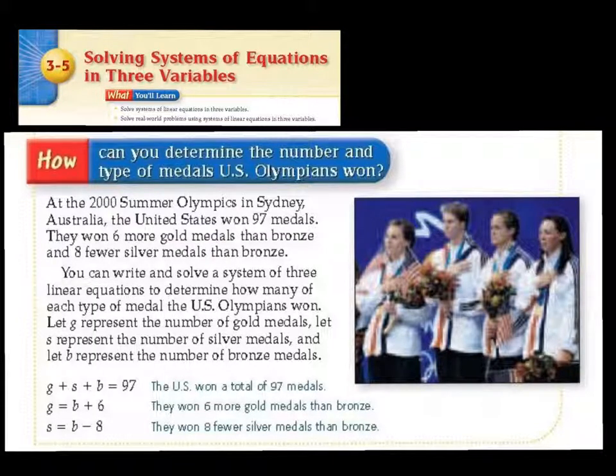How can you determine the type of medals the U.S. Olympians won? At the 2000 Summer Olympics in Sydney, Australia, the United States won 97 medals. They won 6 more gold medals than bronze and 8 fewer silver medals than bronze. You can write and solve a system of 3 linear equations to determine how many of each type of medal the U.S. Olympians won. Let G represent the number of gold medals, S represent the number of silver medals, and B represent the number of bronze medals.